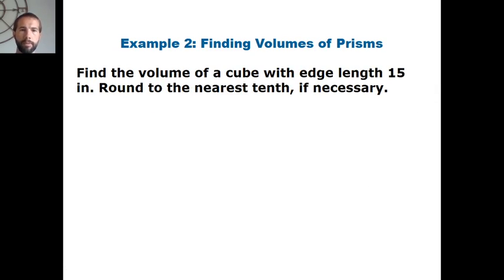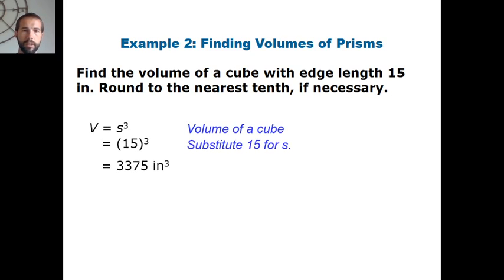All right, our next example, find the volume of a cube with an edge length of 15. So that means that all 3 dimensions are 15 because it's a cube. So the base would be 15 times 15 and the height would be 15. So we're just going to do 15 times 15 times 15. And that becomes 3,375 cubic inches.